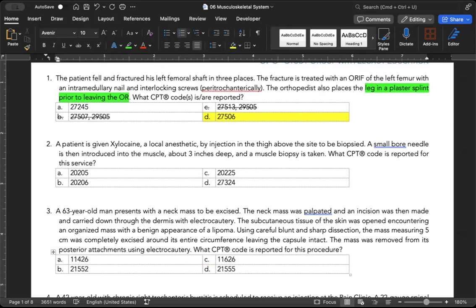Number two, the patient is given xylocaine, which is the local anesthetic, by injection in the thigh above the site to be biopsied. A small bore needle is then introduced into the muscle about 3 inches deep, and that muscle biopsy is taken. What CPT code is going to be reported for that service?